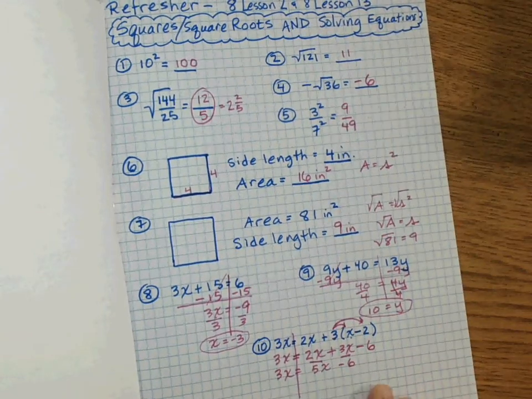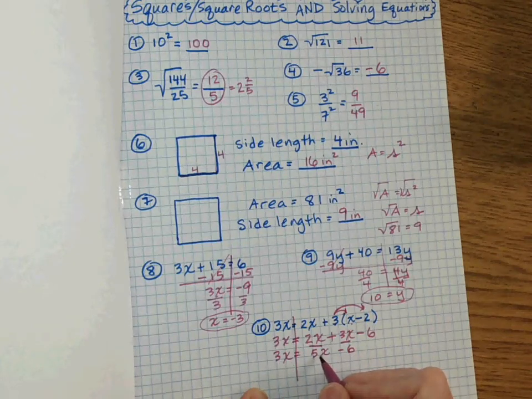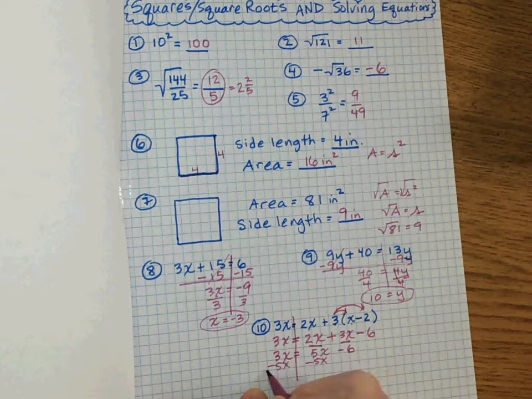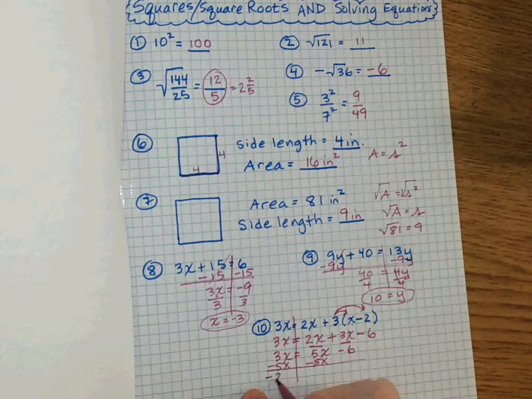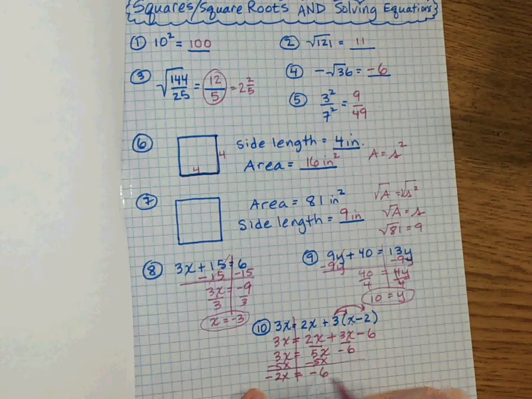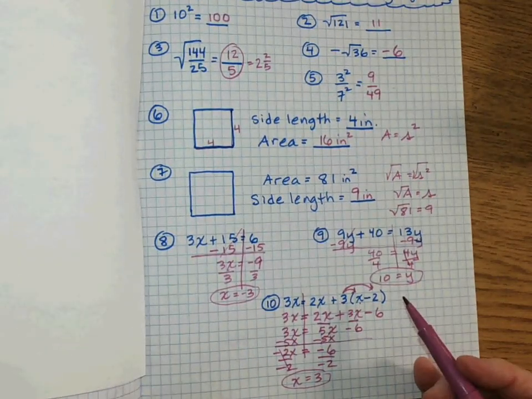I then want to move the variable to one side. Even though I prefer having a positive variable, I need to move the 5x to the other side, so I subtract it. And I get 3x minus 5x is negative 2x. And I am left with negative 6. I now want to divide both sides by negative 2. I get x equals 3. One of the things you can also do on all of these is go through and check your answers.